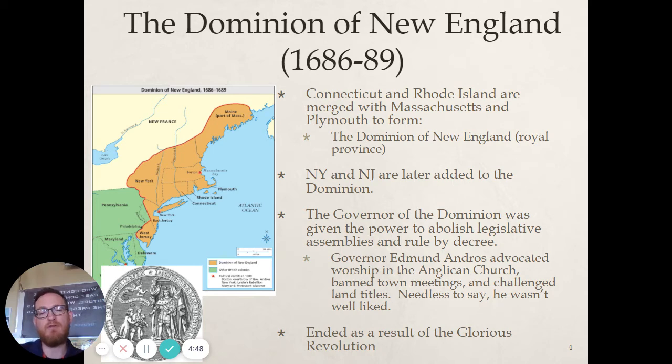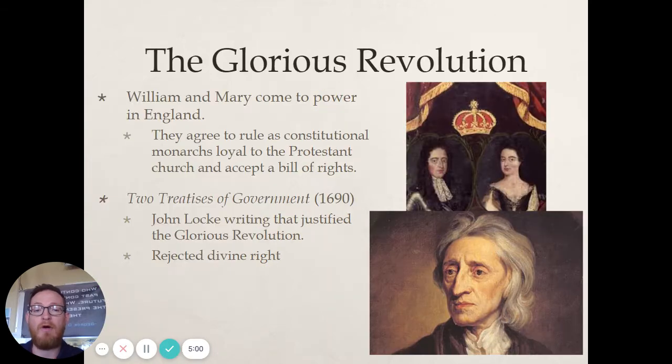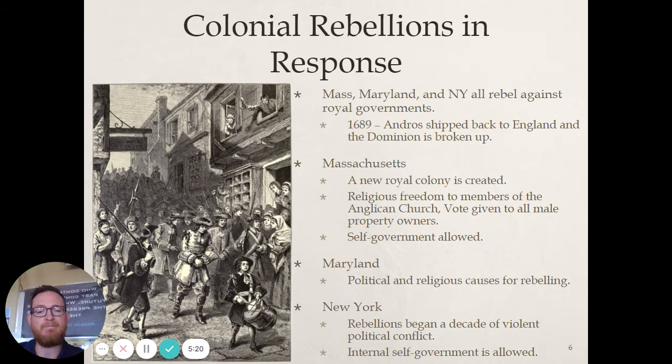You'd have the Glorious Revolution happen over in England, where William and Mary come to power, and the Dominion was broken up and ended as a result. They come to power in what is known as the Bloodless Revolution and agree to rule as constitutional monarchs. At the same time, you have John Locke, who writes Two Treatises on Government and writes about how the Glorious Revolution was justified and rejects this whole idea of divine right.